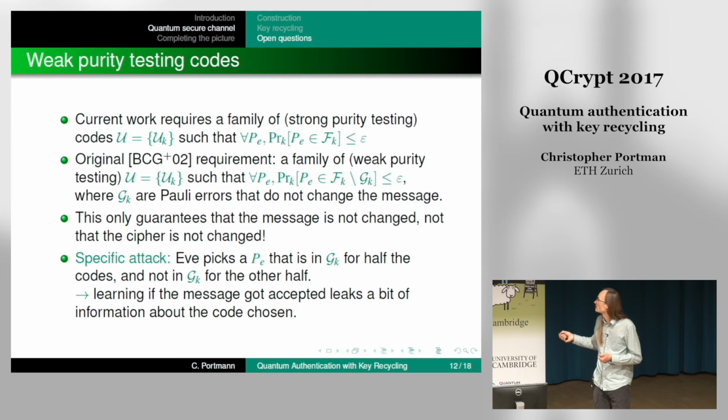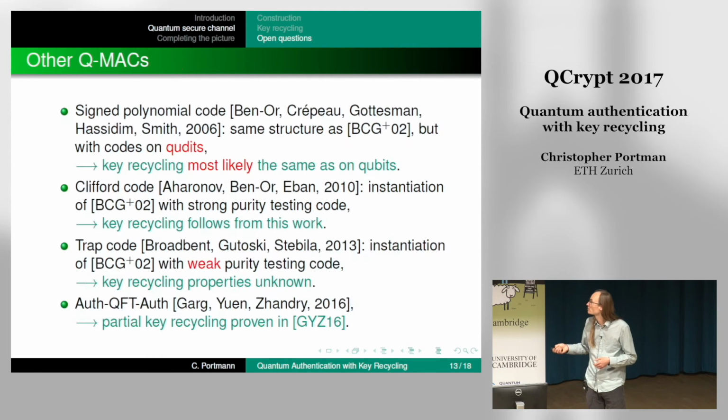in this set, G_K. So this is the set of errors which don't modify the message. So it's in this set for, say, half of the codes, and it's not in this set for the other half. So then when Eve looks to see whether Bob accepted or not the message, Eve will just have learned a bit about the code that we use. So even though the message is one-time padded, just by looking at this bit of whether Bob accepts or rejects, Eve learned something about the inner code. So that's why you can't recycle all the key by using this weaker notion of purity testing codes.